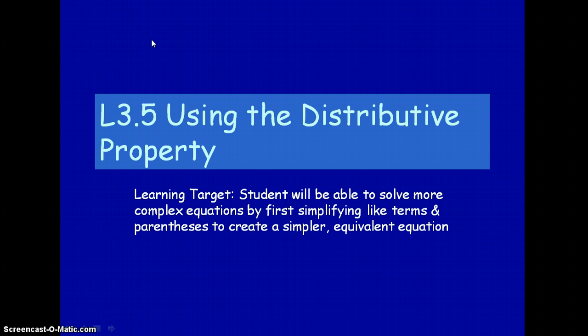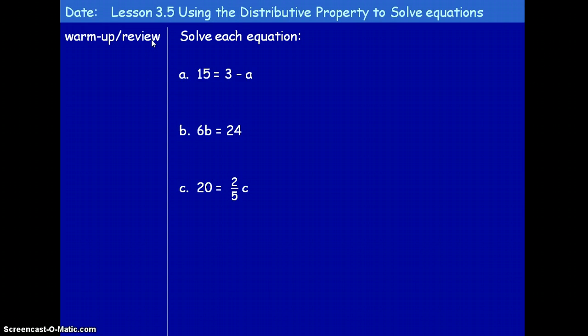So, let's go ahead, warm up. You should be able to solve each of these equations fairly quickly at this point. Take a moment, press pause, and then continue. Hopefully you came up with the same values that you see here.